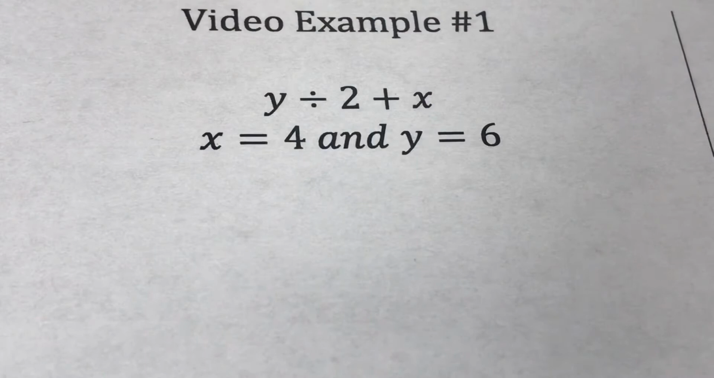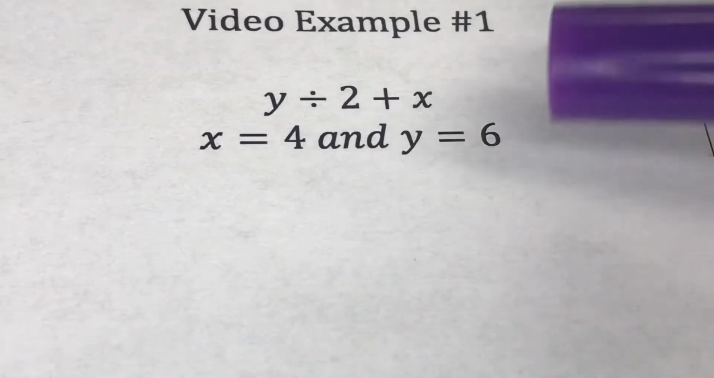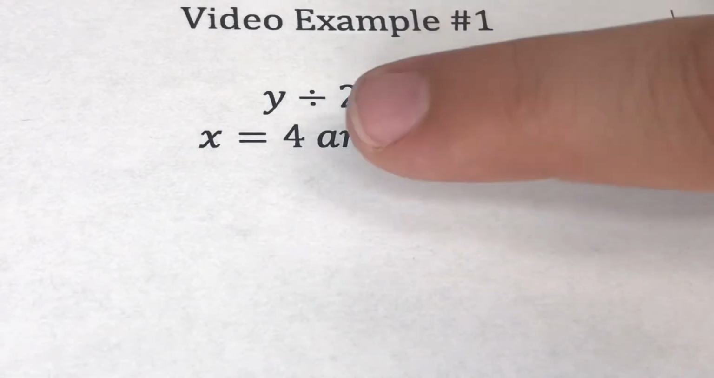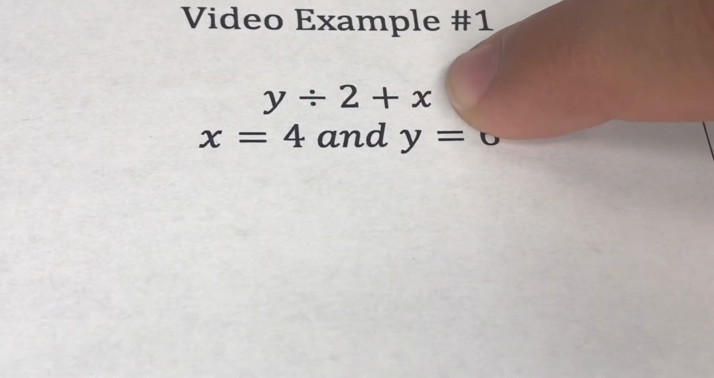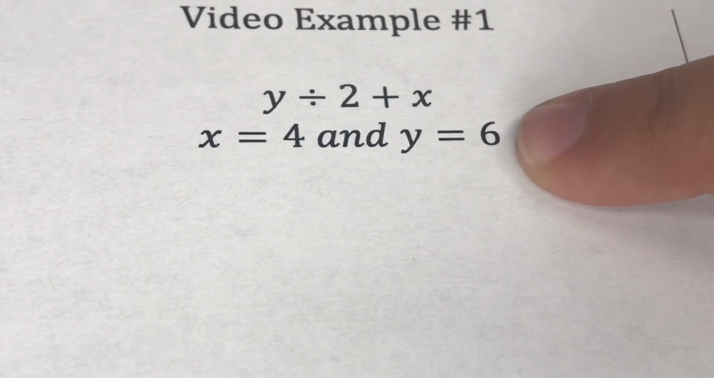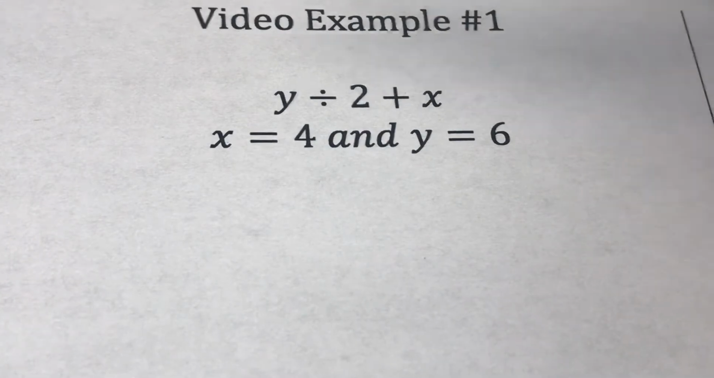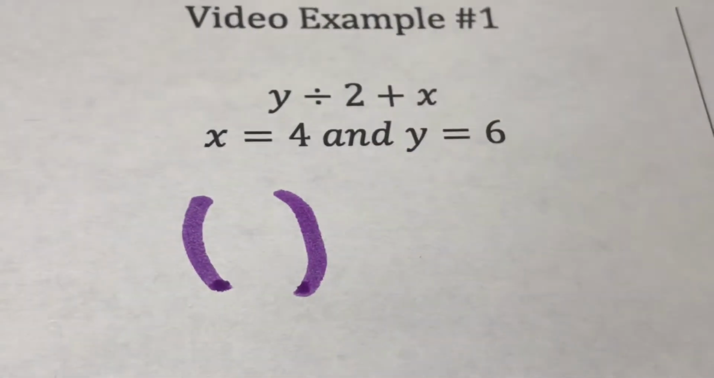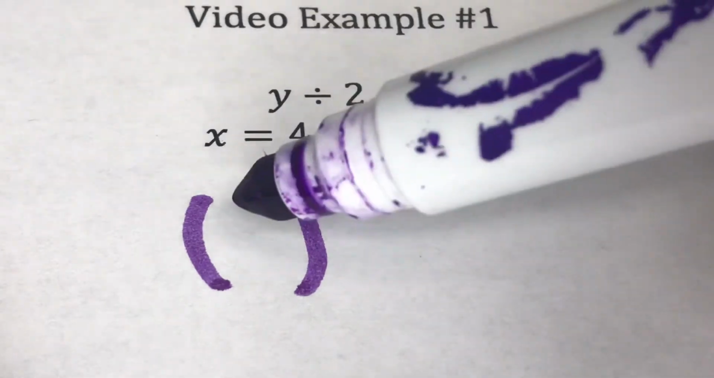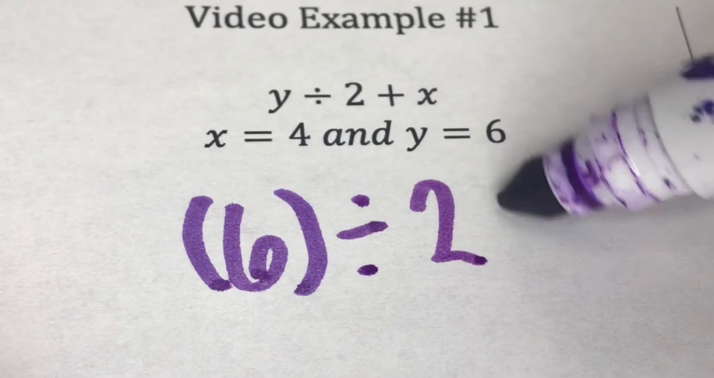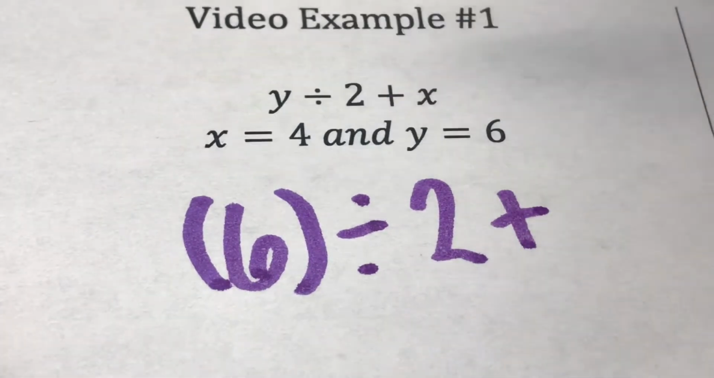So our first example, because they give us the fact that x is equal to 4 and y is equal to 6, we're going to take our expression, and wherever we see an x, we're going to replace it with a 4, and wherever we see y, we're going to replace it with a 6. I always love to plug in with parentheses. So where I see a y, it's now becoming a 6 divided by 2 plus, now instead of x, we're writing 4.